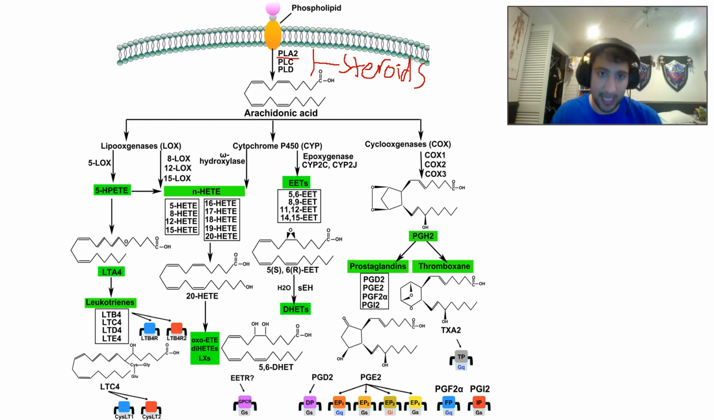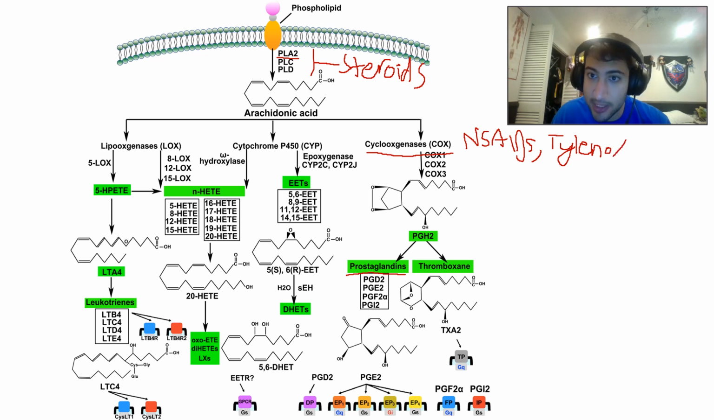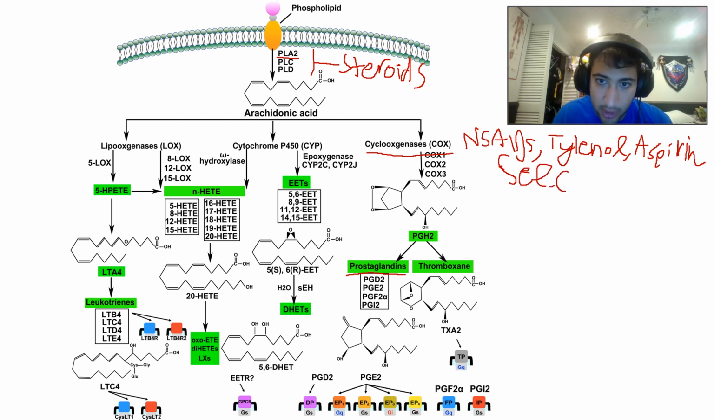So we can go down a step and focus on cyclooxygenases, which eventually lead to the formation of prostaglandins, and these mediate a lot of inflammation. All right. So what's going to inhibit those? Your NSAIDs, Tylenol. So NSAIDs include things like ibuprofen. Tylenol would be acetaminophen. Aspirin can inhibit cyclooxygenase. And then you have selective COX-2 inhibitors. All right, selective COX-2 inhibitors.